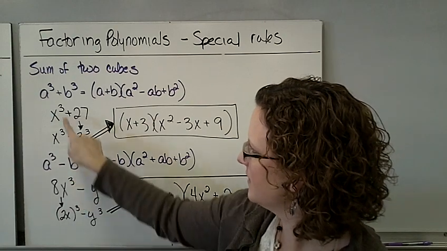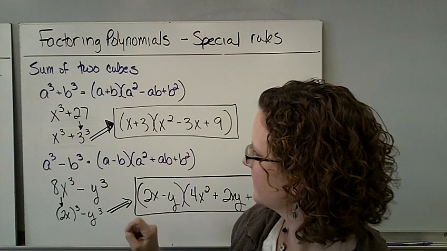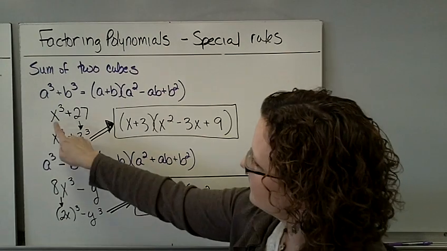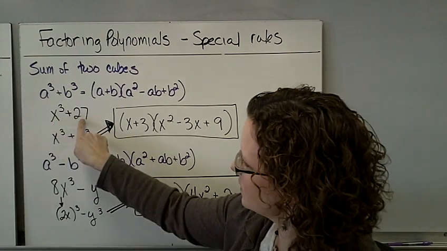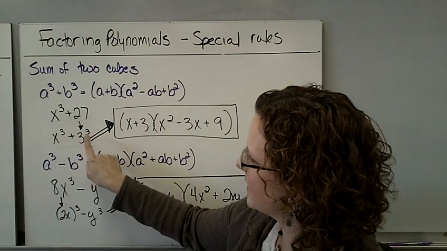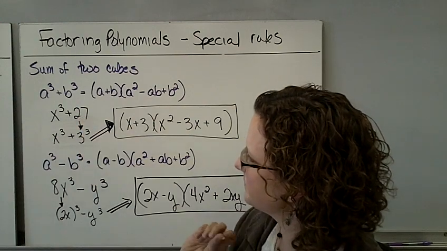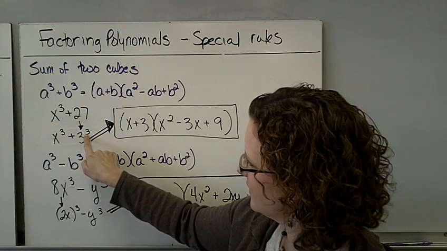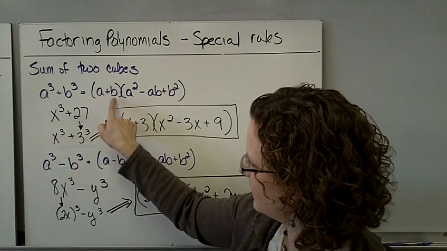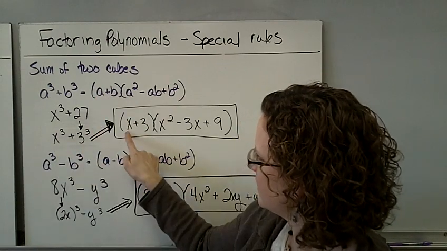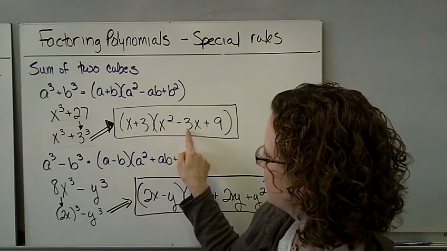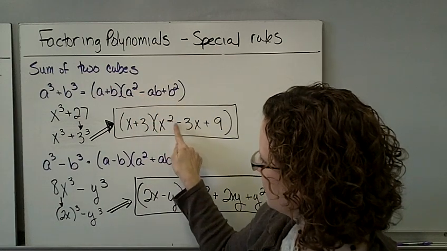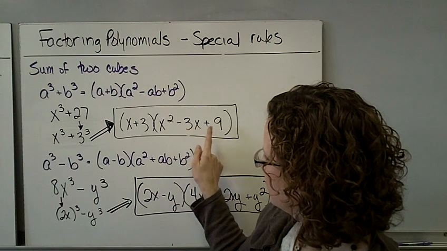Difference of two cubes, sum of two cubes. We get a minus b, a squared plus ab plus b squared. Very basic example, sum of two cubes. This is a cube: 3 times 3 is 9, times 3 is 27. So if I break this up into x cubed plus 3 cubed, we have our a and our b. We get x plus 3, x squared minus 3x plus 9, a squared minus ab plus b squared.